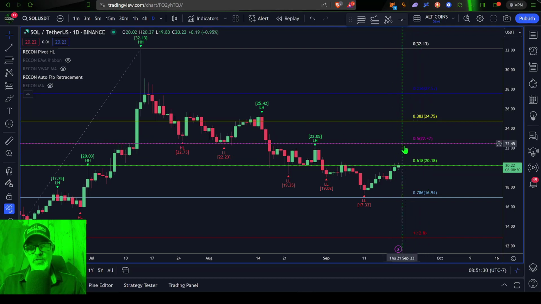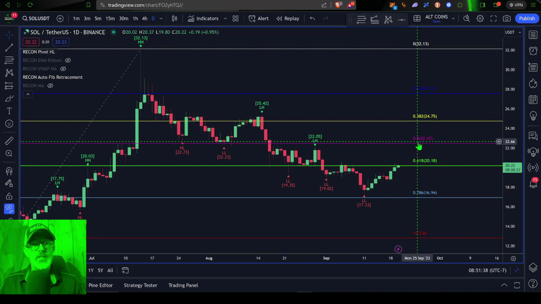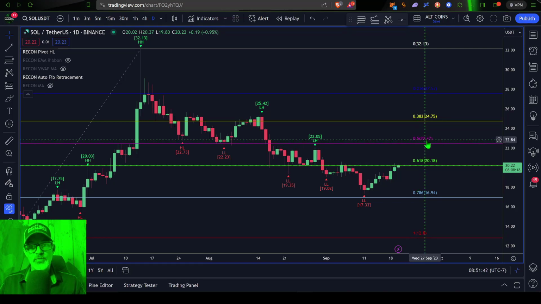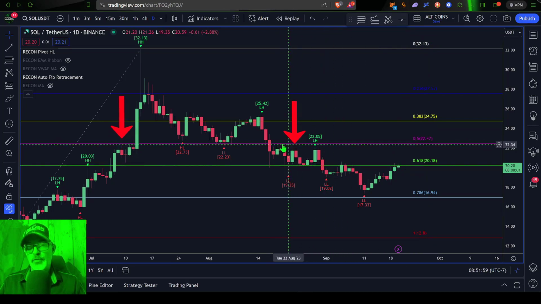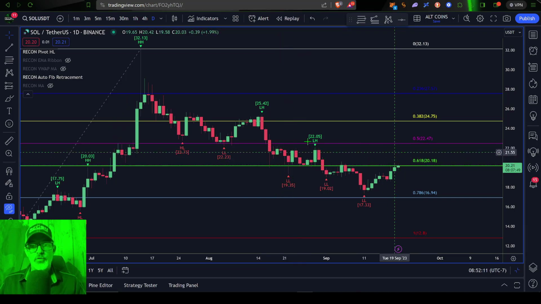But as I mentioned, there are several levels of resistance in order to get back up to this $32 level. And that first level of resistance is the 50% Fibonacci level, and that's coming in at around 22.50. And again, if we look back, check our six, you can see that level, or more of a zone between probably 22 and 22.50, would be the next level of resistance for SOL's price if it wants to pump up.